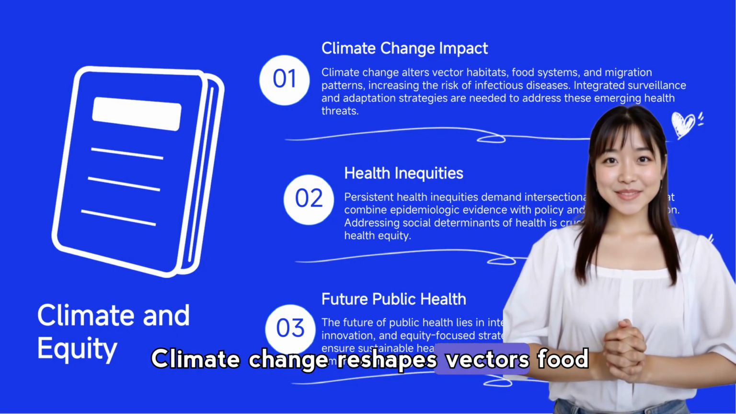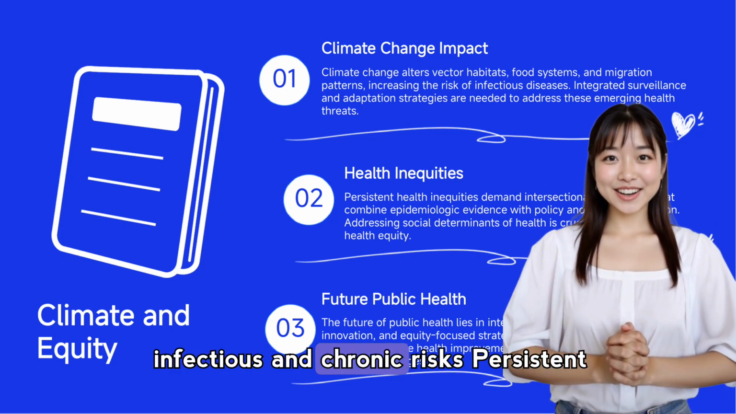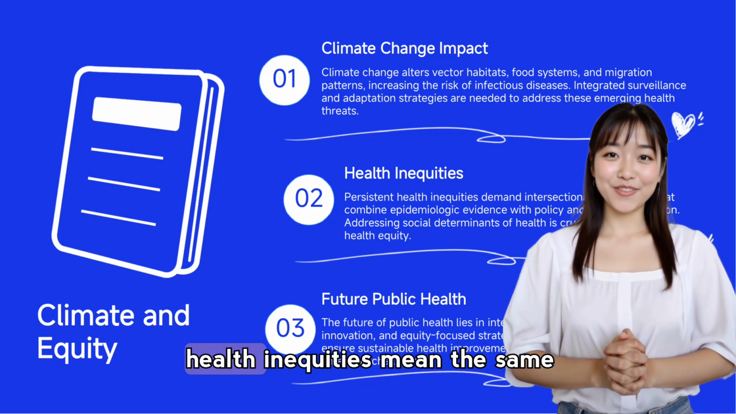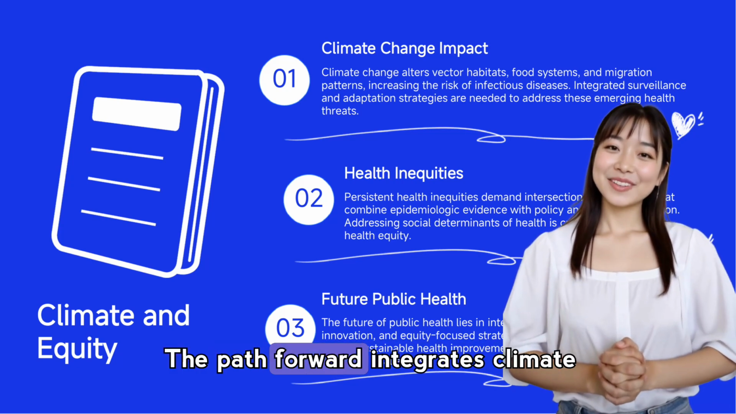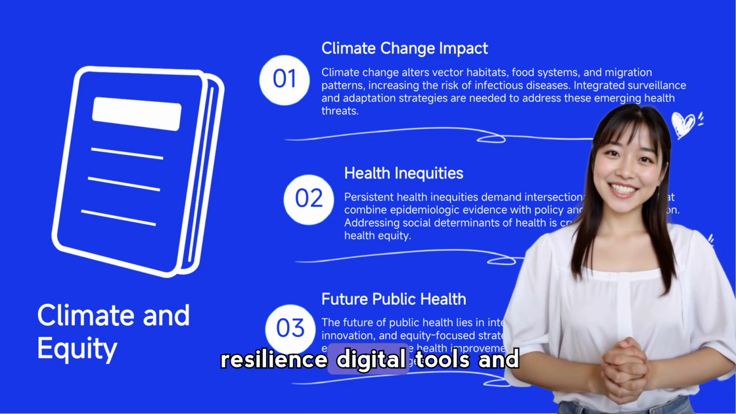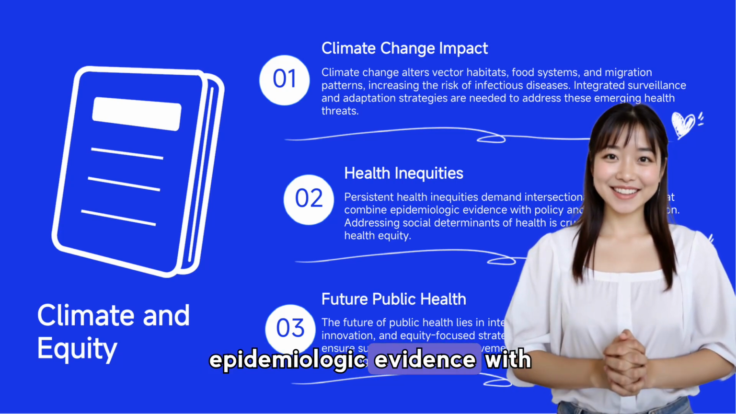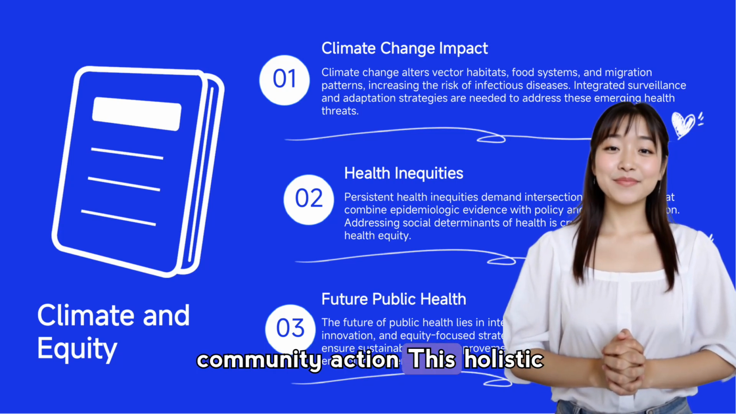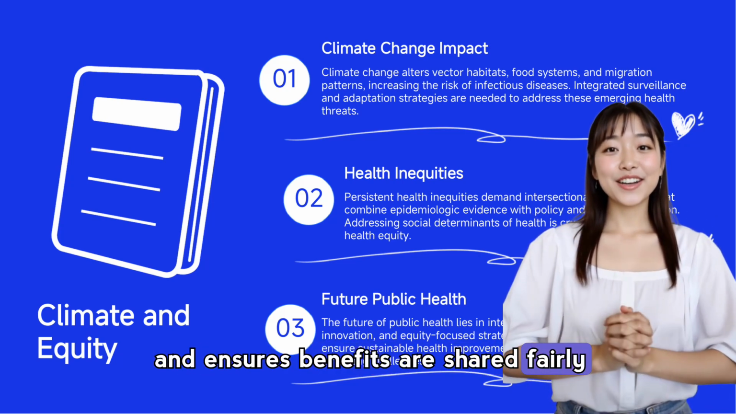Climate change reshapes vectors, food systems, and migration, amplifying infectious and chronic risks. Persistent health inequities mean the same threats hit some communities harder. The path forward integrates climate resilience, digital tools, and equity-centered policies, pairing epidemiologic evidence with community action. This holistic approach strengthens preparedness and ensures benefits are shared fairly.